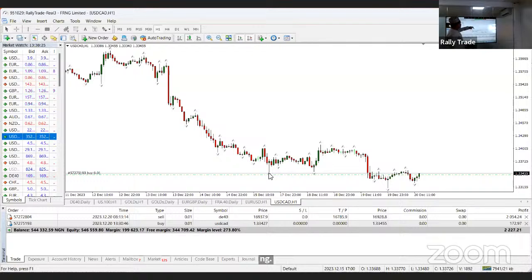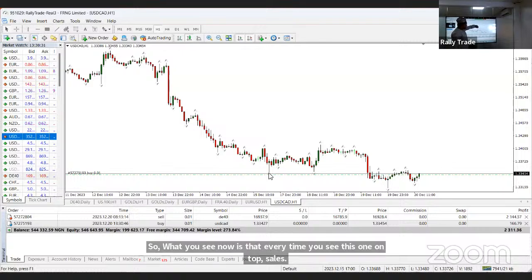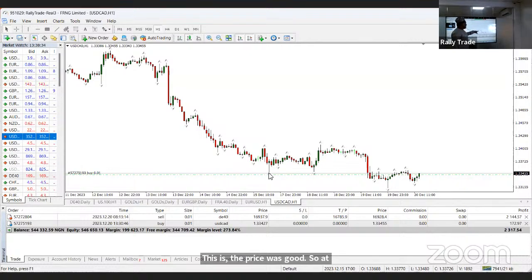What he's saying now is that anytime you see this one on top, sell. This arrow on top means the price wants to go down. So I say sell, but the price has not gone down. You say buy, price has not gone down, you say sell. Okay, price hold. Buy, sell, buy. It doesn't make sense. If it did, it should be at least one buy in a very long time.